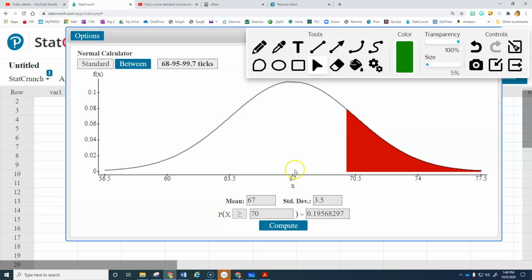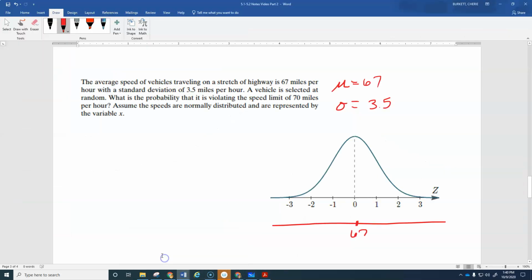So there's my tick marks, 67, 70.5, 74, and 77. So those marks should be what you write down here. So this would be 70.5, and this should be 74. And this one would be 77.5. All I did was add 3.5 to each one of these, plus 3.5 plus 3.5. And this is 63.5. This is 60. And this is 56.5.